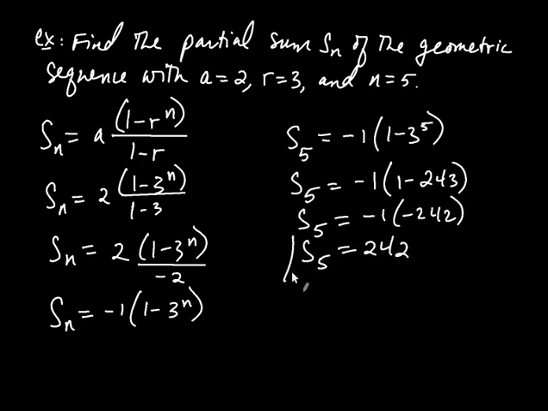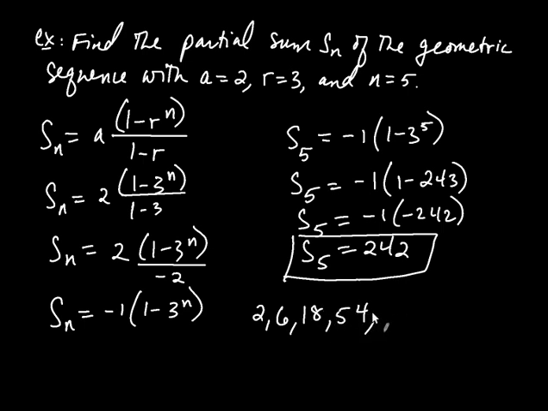Okay, what's the meaning of that? Well, the meaning is that if you add up the first 5 terms of the sequence, where we're multiplying by 3, right? It's going to be 2, 6, 18, 54, and then what's the next one going to be? Times 3 is 162, right? If you add up, double check that, yes. So if you add those terms together, you're going to get 242. That's the meaning of the fifth partial sum, in this case of this geometric sequence.